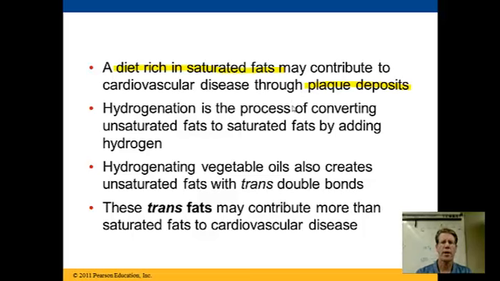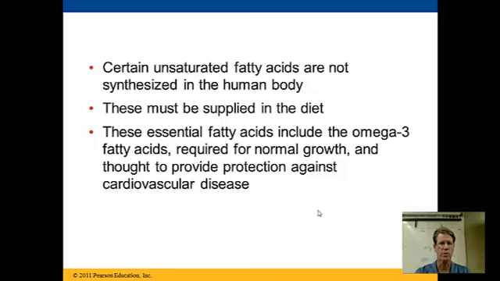Hydrogenation is the process of converting unsaturated fats to saturated fats, and again, the hydrogens are being forced into that fatty acid to get rid of that double bond. Trans fats contribute more than saturated fats to cardiovascular disease. That's why you see so many products in the grocery store labeled with no trans fats. Again, that's where this is coming from.